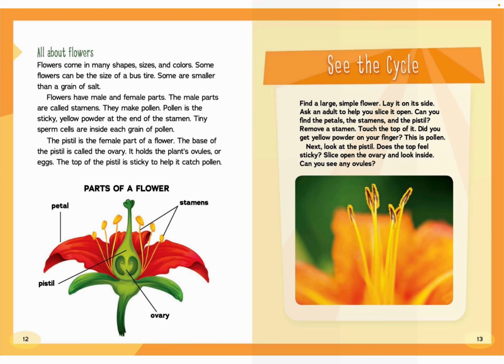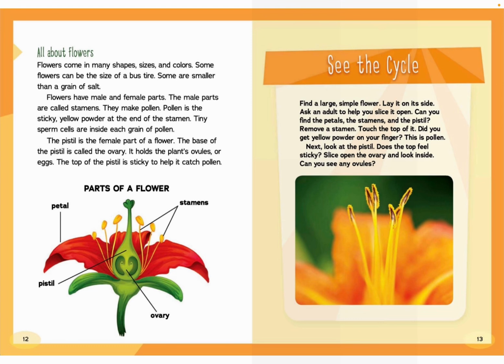Flowers come in many shapes, sizes, and colors. Some flowers can be the size of a bus tire. Some are smaller than a grain of salt. Flowers can have male and female parts. The male parts are called stamens. They make pollen. Pollen is a sticky yellow powder. At the end of the stamen, tiny sperm cells are inside each grain of pollen.